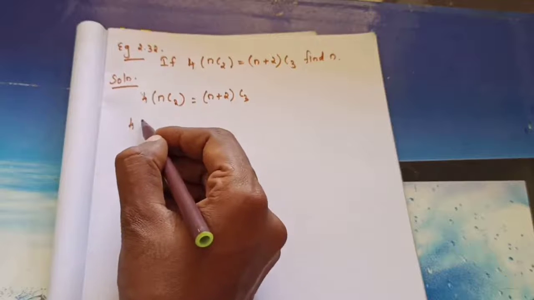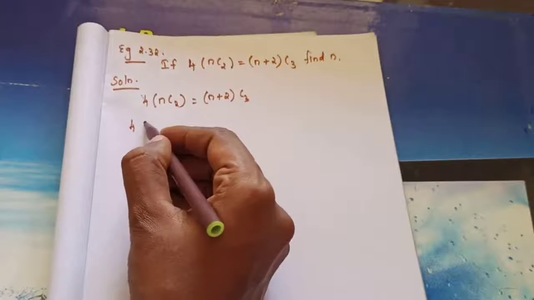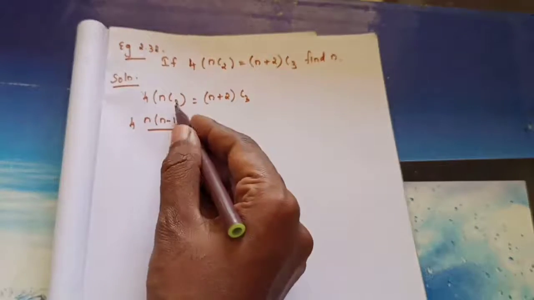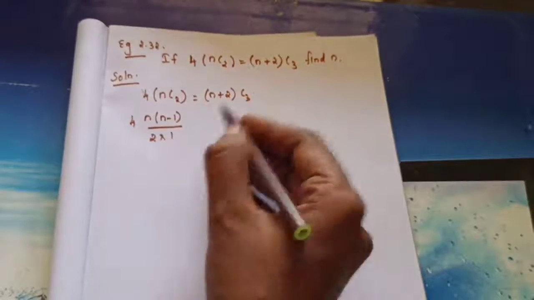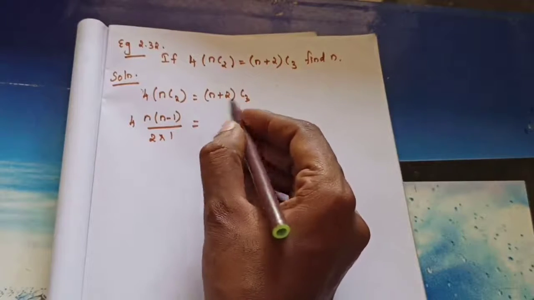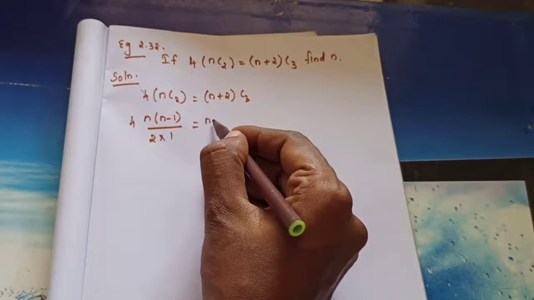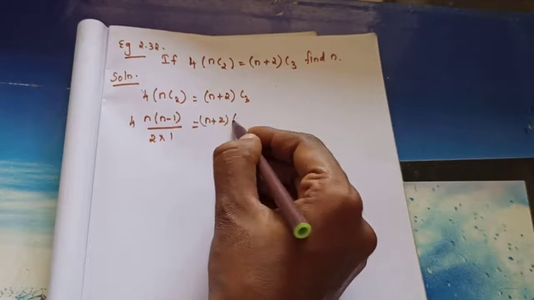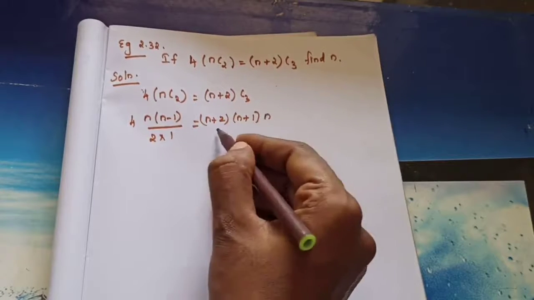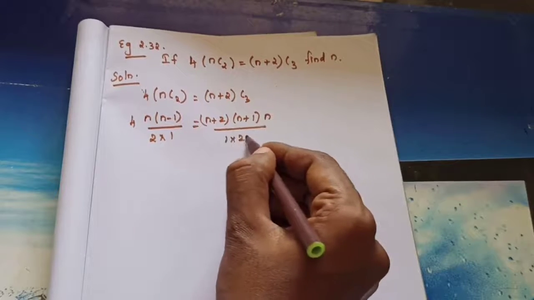So 4 into nC2 we can write as n into the previous number n minus 1, divided by 2, which starts from first, so 2 into 1. Same with n plus 2 C3. C3 means 3 values you need to write: n plus 2, previous number n plus 1, then again subtract 1 so you will get n, divided by 3, that means 1 into 2 into 3.